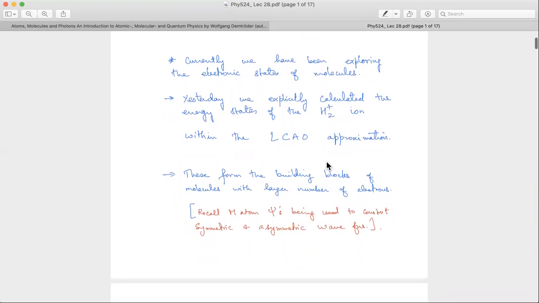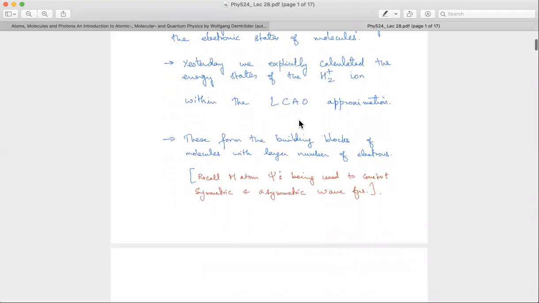Okay, so that's what we have been doing, and we started from the simplest problem of a single electron molecule, basically. A prototypical example is the H2 plus ion. So we solved explicitly for the linear combination of atomic orbitals, the LCAO approximated energy for that H2 plus ion in the last class. Today we are going to use this as a building block for calculating the energy levels of molecules which have a larger number of electrons, basically.